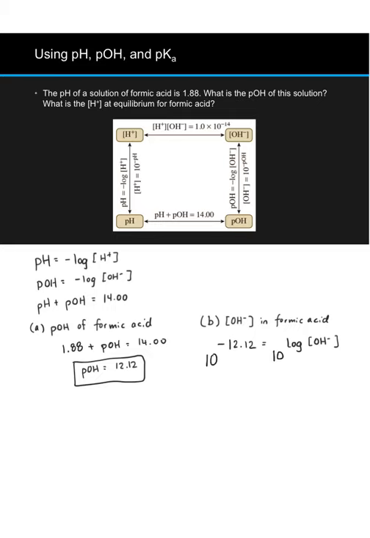Raising 10 to a log gets rid of that log and leaves us with just the quantity that we'd been taking the log of in the first place. Here, hydroxide ions. We say that the concentration of hydroxide ions is equal to 10 to the negative 12.12 power. And if we punch that into a calculator, we'll get a really small number, namely 7.59 times 10 to the minus 13 power. This is the molar concentration of hydroxide ions in this formic acid solution.